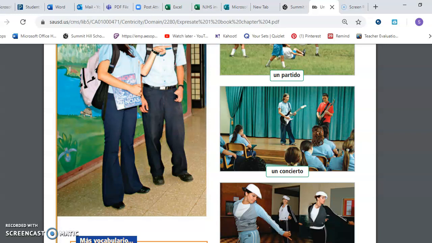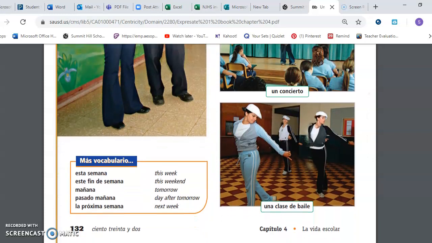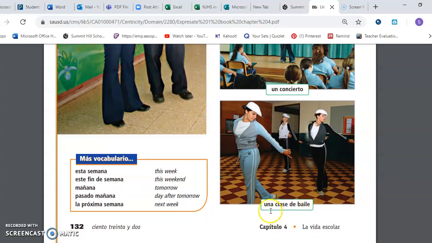Moving down, we have un concierto, same thing. If I want to say the concert, I'm going to say el concierto, the definite article. El tells me that it's masculine singular, but in this case I need to say a concert, so I will say un concierto. And the next one, notice that this one is una clase de baile. Notice that clase ends with the letter E. When I'm going to say the class, I am going to say la clase. It's telling me that this word is feminine singular. In this case, I don't want to say the class. I need to say a class, so I'm going to use una.